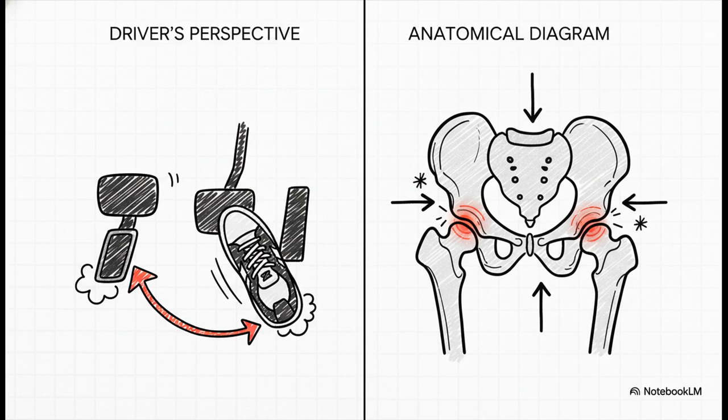You're driving and you have to slam on the brakes. In that split second, to get your foot from the gas to the brake, your body puts your hip into a very specific position. It's flexed because you're sitting, and your thigh pulls inward and rotates toward the center of your body as you pivot.